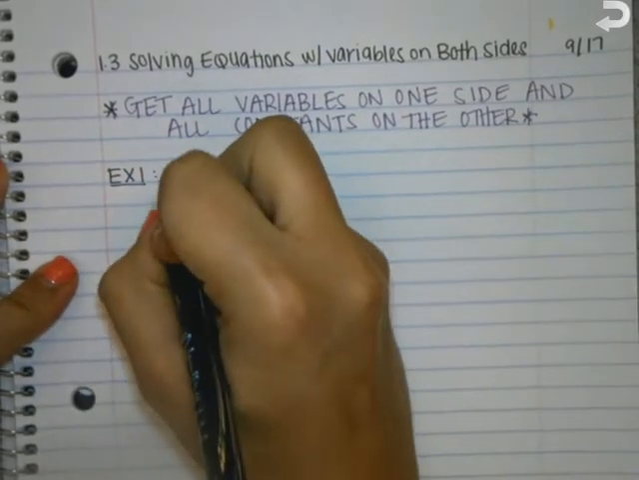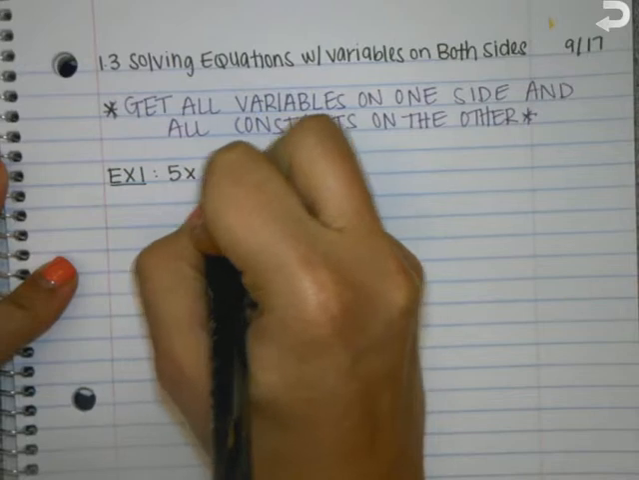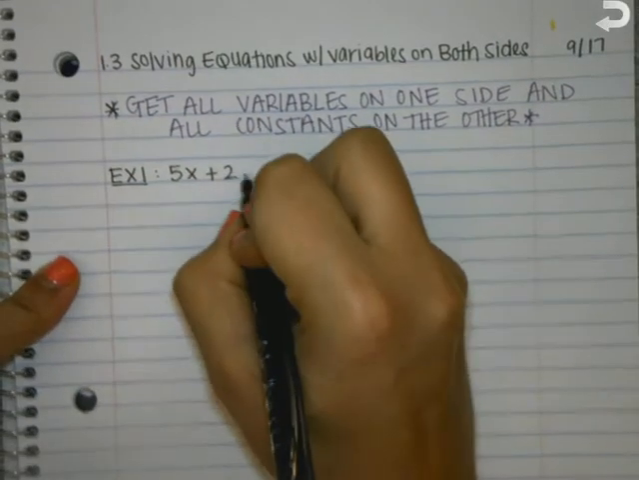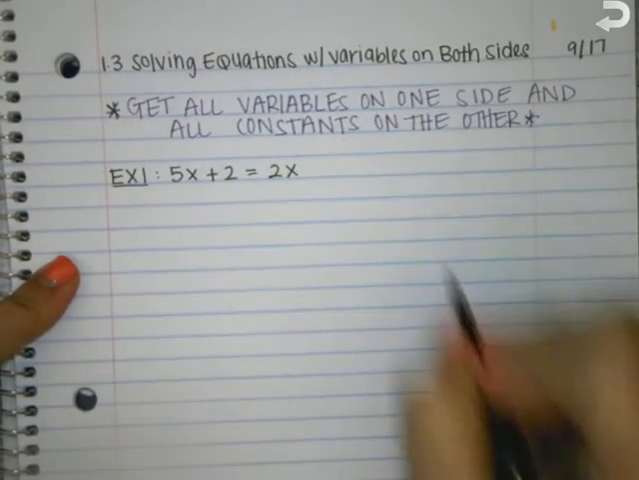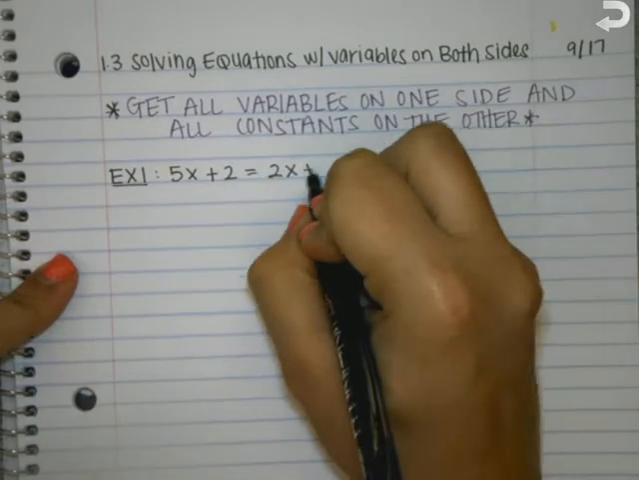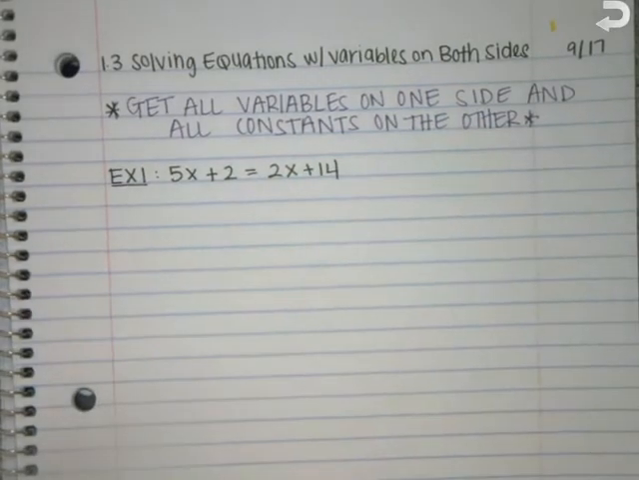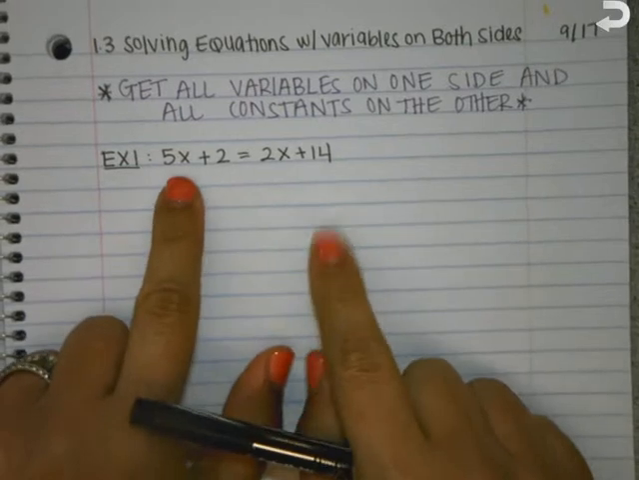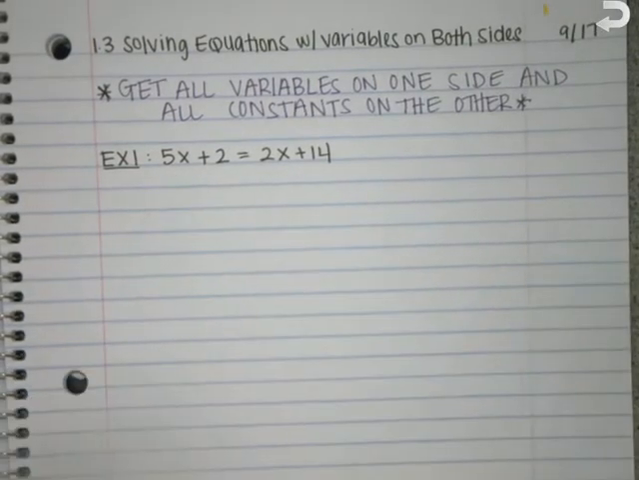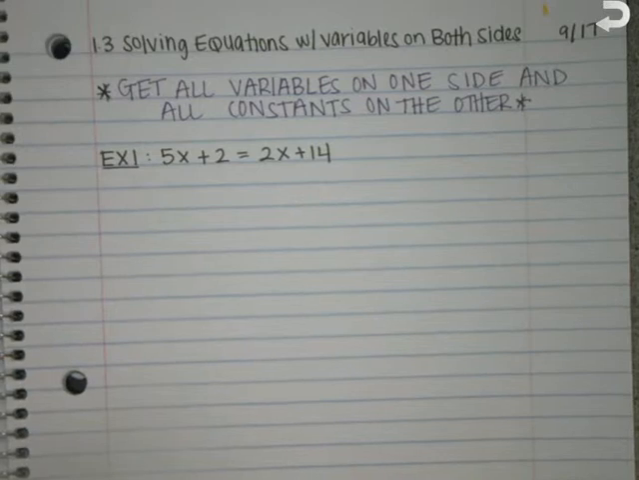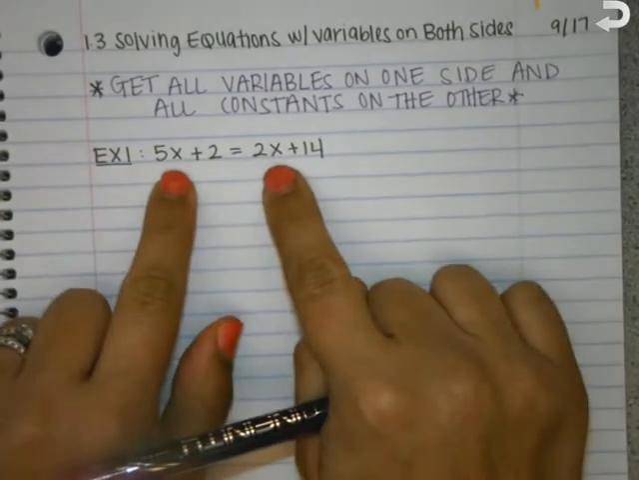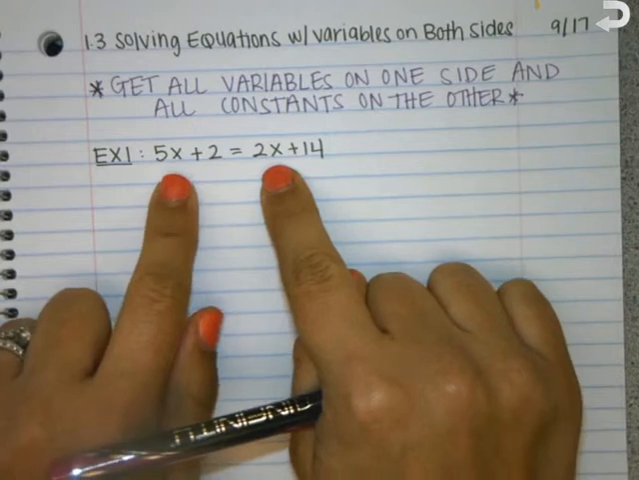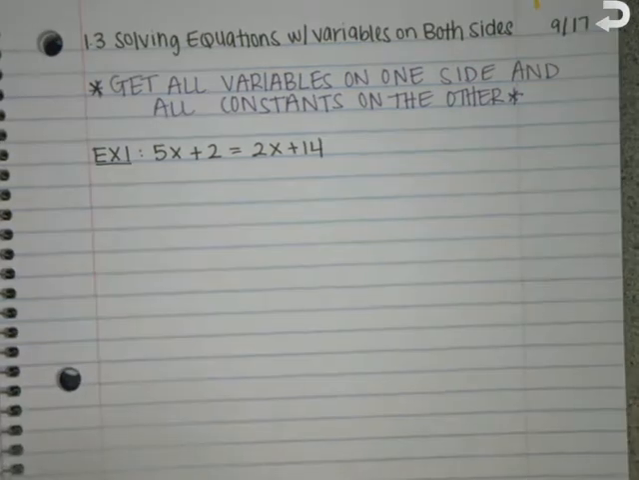5x plus 2 equals 2x plus 14. Oh my gosh. There's a 5x on the left and a 2x on the right. Let's start freaking out. Just kidding. So here's the biggest thing. I have 5 x's on the left and 2 x's on the right. I want to get all the x's on one side.